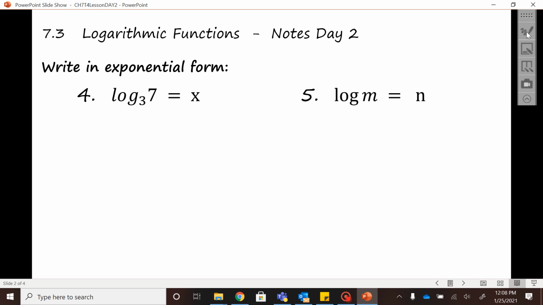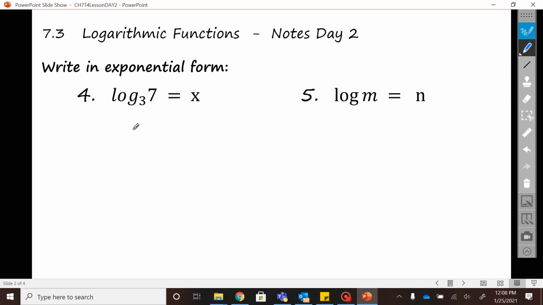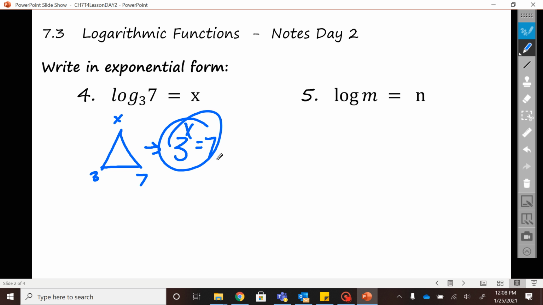All right, now we want to write in exponent form. All right, so we're given log form, so we'll write the legs, 3 and 7, and that's x. So that must mean that 3 to the x power is equal to 7.